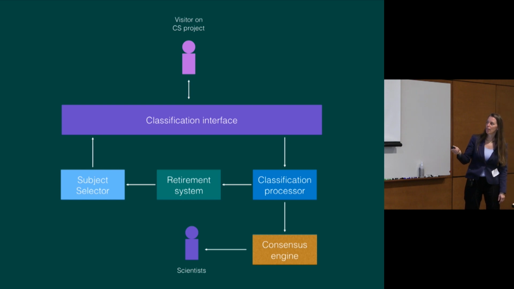If the subject passes through the classification processor and it says, nope, you're not ready to be retired yet, it gets dumped into the pool, and then randomly selected again to be presented to the next user in the classification interface. If it is retired, then in the more sophisticated loops you can actually make the consensus engine part of this. But once it's retired, it gets dumped into the consensus database, and a consensus algorithm is run on it to give the scientists the output data.